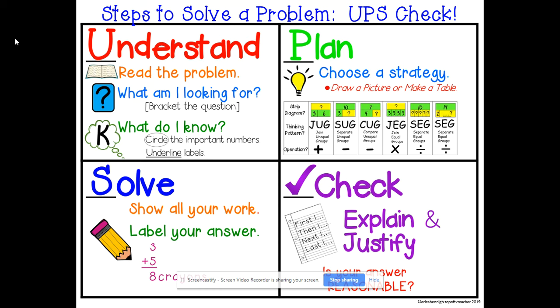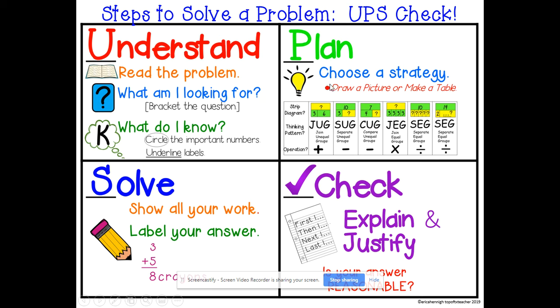So, starting out, just to review, the first box is the U box, which stands for understand, and that goes along with the TEKS part of that standard that talks about analyzing the word problem. And so they have to read the problem, figure out what they're looking for, and figure out what they know that's going to help them find what they're looking for.